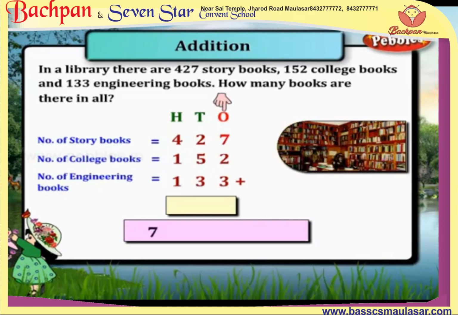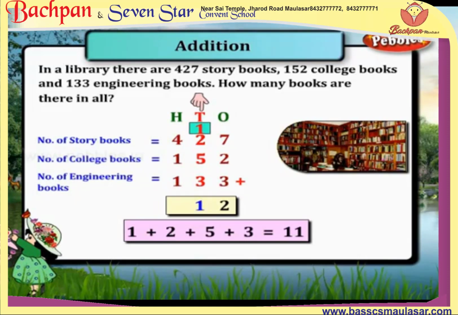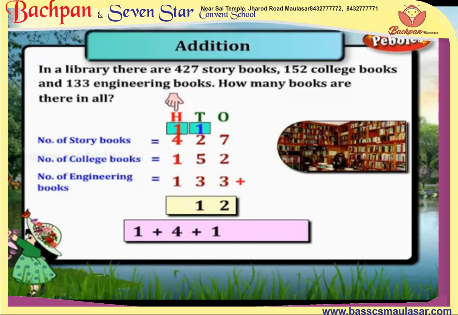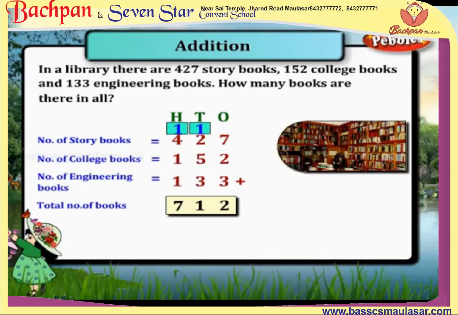Add the ones. 7 plus 2 plus 3 equal to 12. Write 2 in the ones column and carry over 1 to the tens column. Now add tens. 1 plus 2 plus 5 plus 3 is equal to 11. Write 1 in the tens column and carry over 1 to the hundreds column. Now add the hundreds. 1 plus 4 plus 1 plus 1, that is equal to 7. Write 7 in the hundreds column. So total number of books in the library is equal to 712.